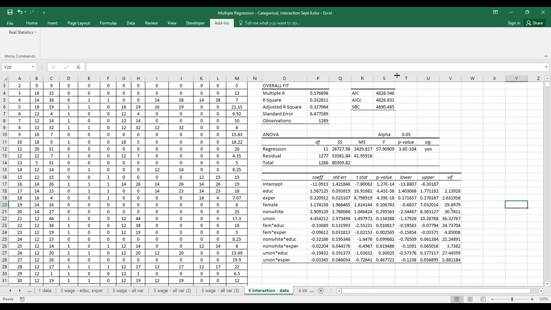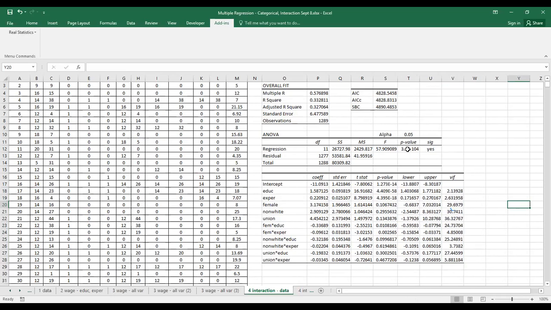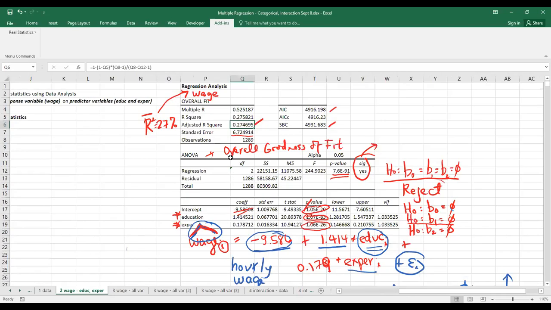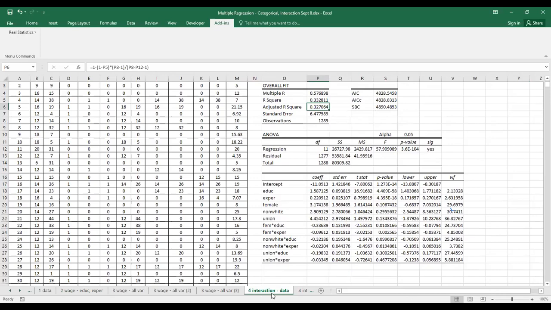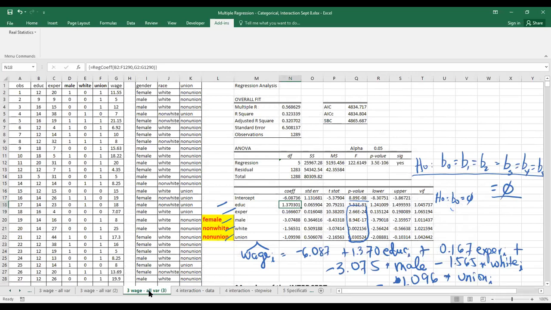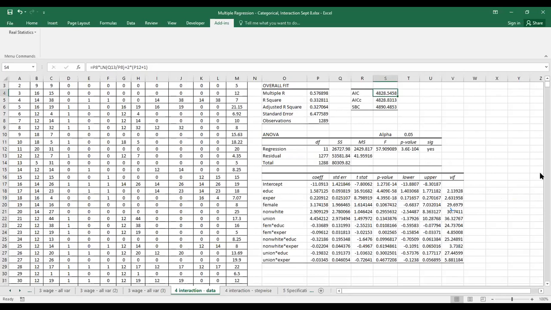Okay, so let's look at the p-value. Overall significance, guys, we're okay. In our F-stat, our p-value is less than 0.05. Okay. So what happened to our adjusted R-squared? 0.32. Is this better than our original with only two variables? Definitely, that was only 0.27. Akaike 4916 here, and here 4828. The one with interaction is far better, guys. But if we compare it with the one without interaction, that was 4834, this is 4828. Which is better, guys? The one with interaction or the one without interaction?